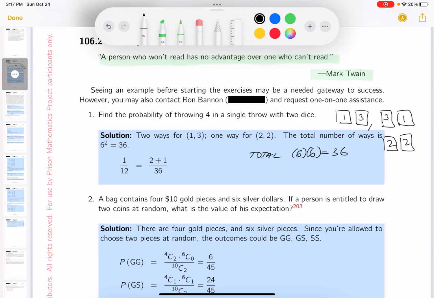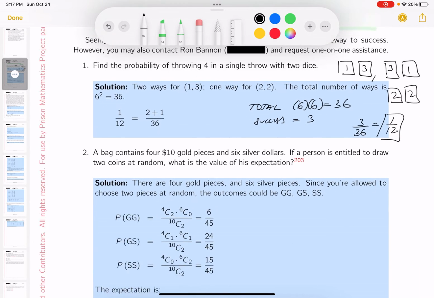And how many are there? There's 3. So the total number of successes, that's a success, is going to be 3 cases. So it's going to be 3 out of 36, which is going to be 1 in 12. There's a 1 in 12 chance it's going to happen. All right, 1 in 12. Let's go to another one.